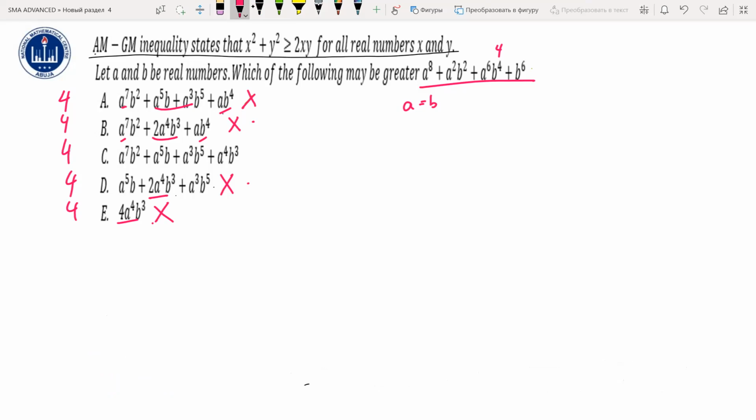So when we put A equals B, what does option C become? It becomes a^9 + a^6 + a^8 + a^7. And what does the expression in the question become? It becomes a^8 + a^4 + a^10 + a^6. So this inequality, you can start from both ways, from front or back.